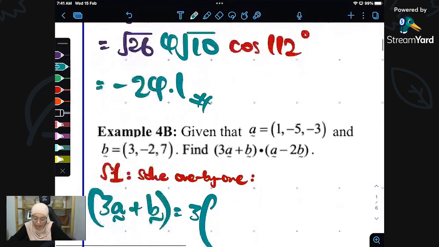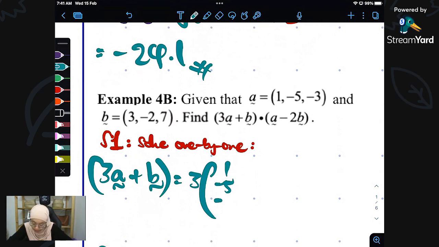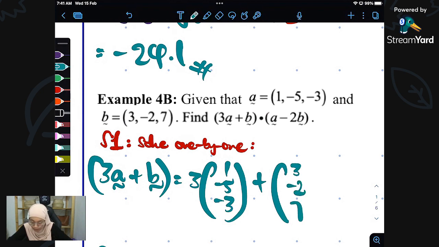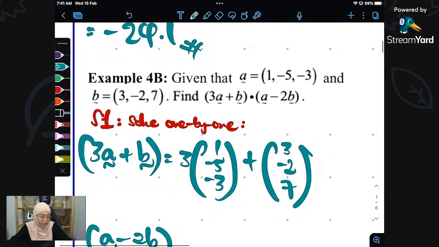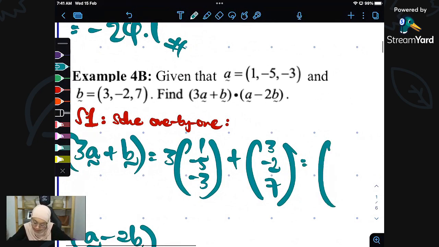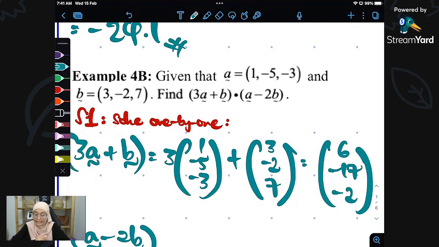The A vector is 1, negative 5, negative 3, close bracket, plus the B, which is 3, negative 2, and 7. We calculate it and we will get 6, negative 17, and negative 2. Please count it by yourself, all right? Either you use your brain or use a calculator.